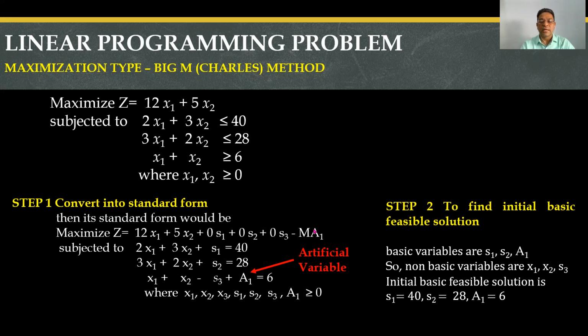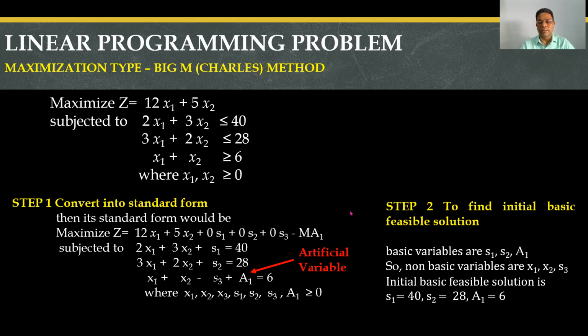What about this a1? a1 is an artificial variable which is given a huge penalty M. So M is a huge number, and this M will either be positive or negative. Since this is a maximization sum, this M will be negative. Had it been a minimization sum, the M would have been positive. So for maximize, it's minus M. For minimize, it is plus M.